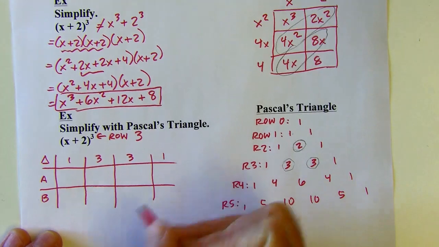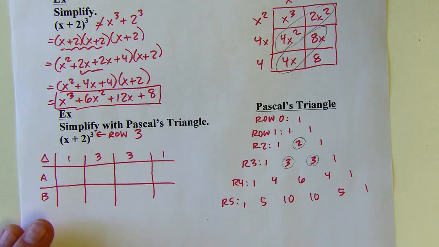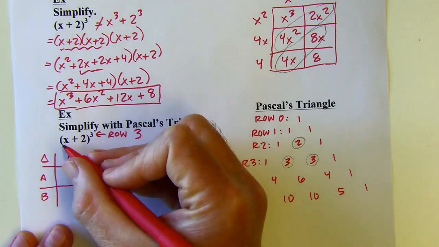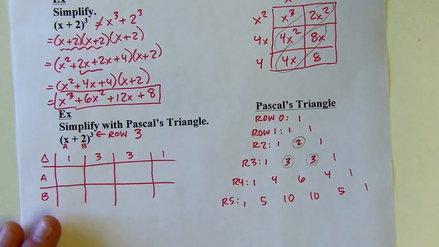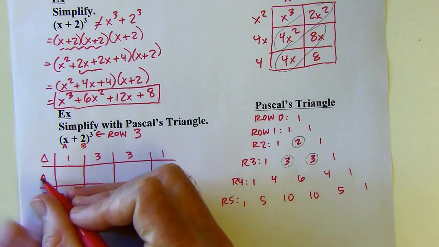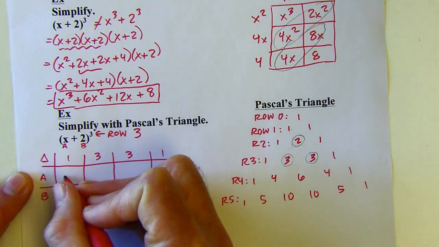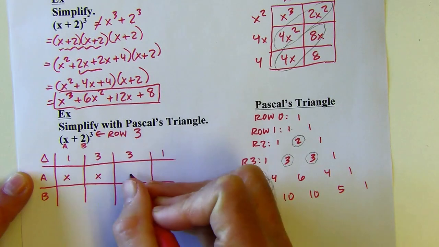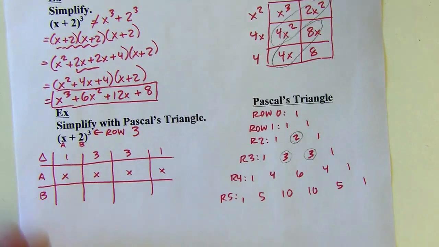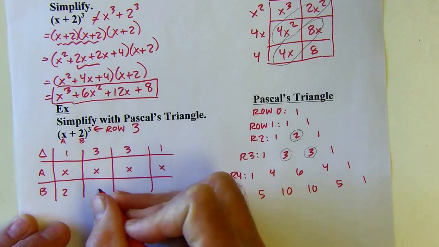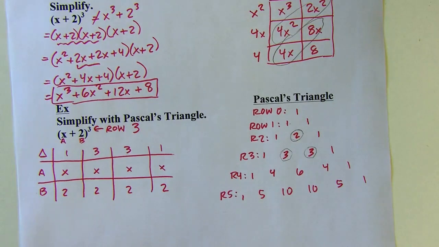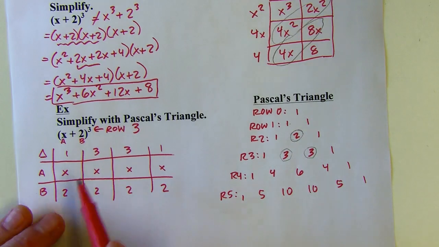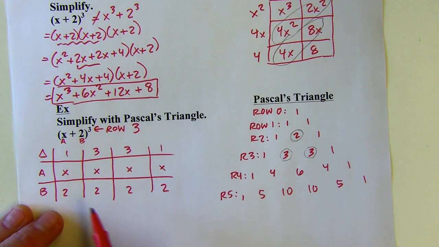I've got my different columns set up like that. Now the A is the first term of the binomial, and the B is the second term. So I'm going to put X as my A's. I'm going to put an X all the way across. And then my B is 2, so I'll put those all in the B row. But I also want to put some exponents in the A and B rows.